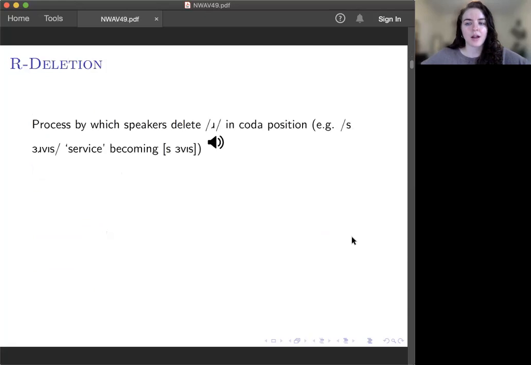Now let's explore the background of these variables. The first variable that we are looking at is R deletion. This is the process by which speakers delete R in coda position. This might occur in contexts like this. Service. Okay, here our speaker says service and does not delete the R in this context, but it could occur here.